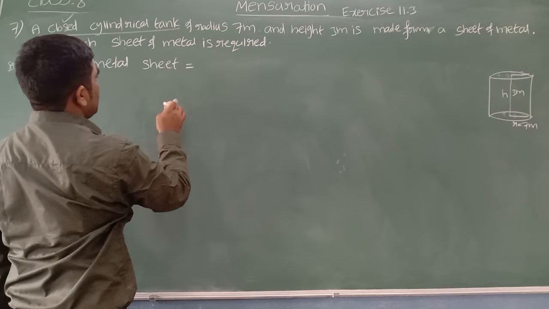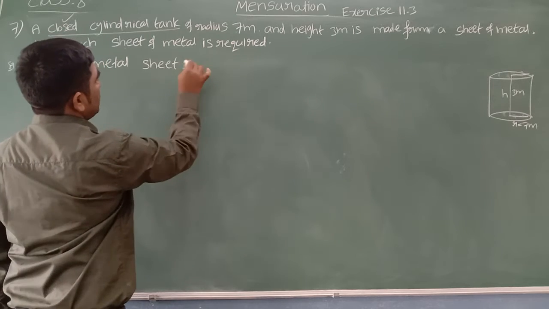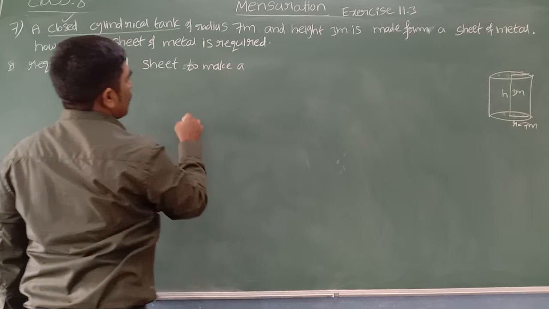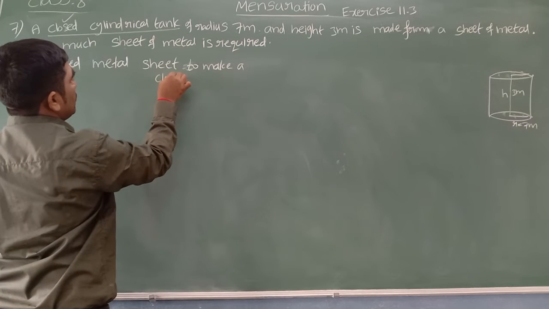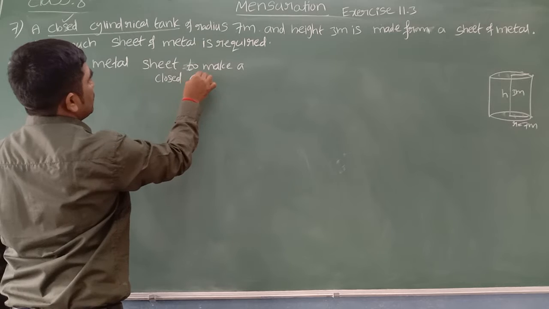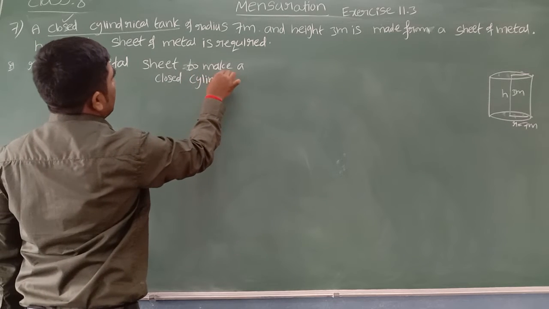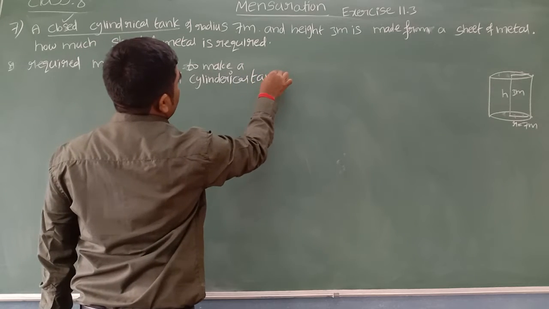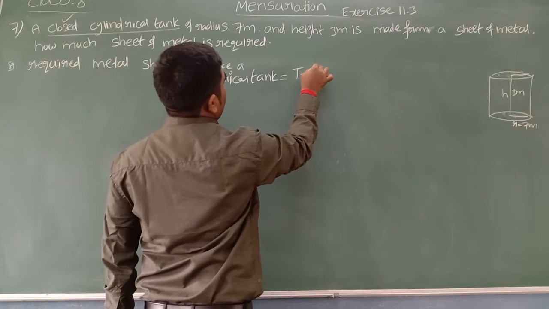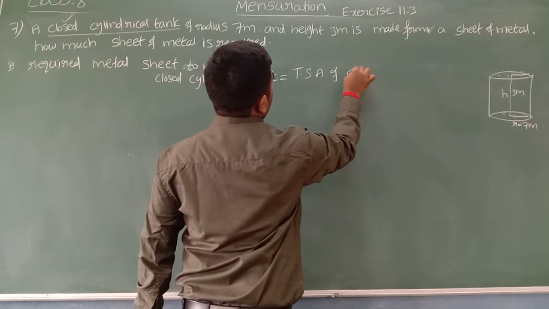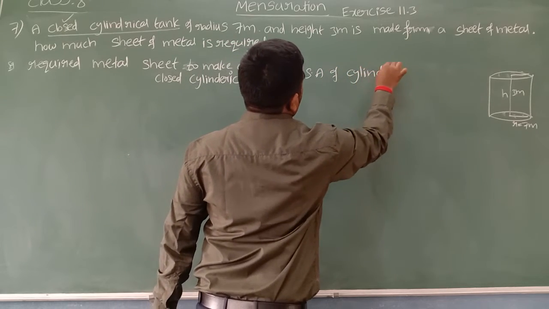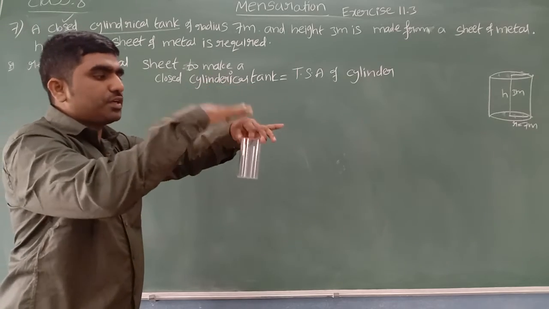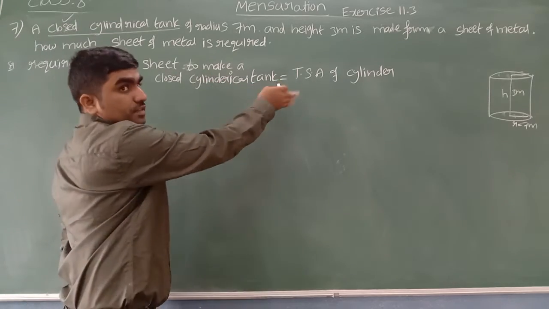So required metal sheet to make a closed cylindrical tank is equal to, it's enough to find TSA of the cylinder. Because TSA means all the faces: lateral faces plus area of the top plus area of the bottom. We can consider this TSA.